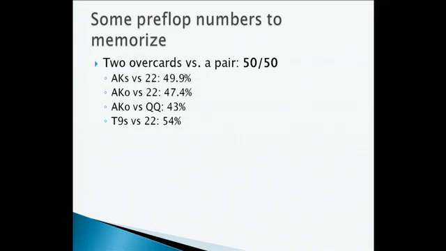Note that 10-9 suited against pocket 2s is actually a 54% favorite. It's much better than ace king against pocket 2s because 10-9 can make a lot more straights and flushes, and the fact that you're making a pair of 10s instead of a pair of aces is irrelevant when the thing you're trying to beat is a pair of deuces. Ace king off versus pocket queens is only 43%. Even though people call it a coin flip, it's actually much worse than a coin flip.